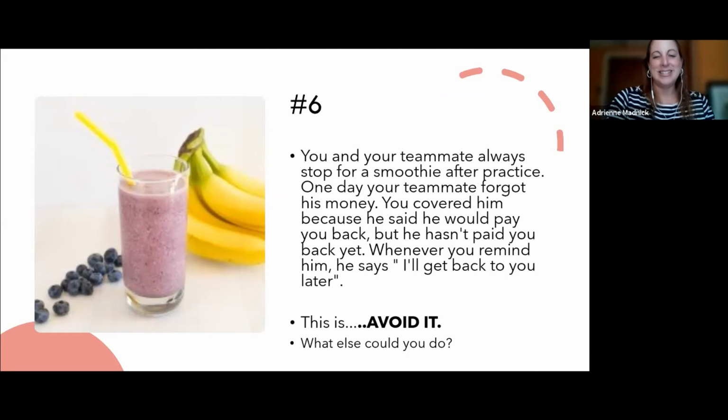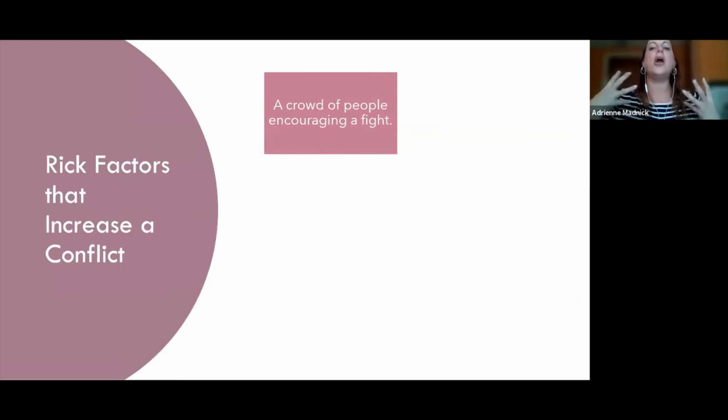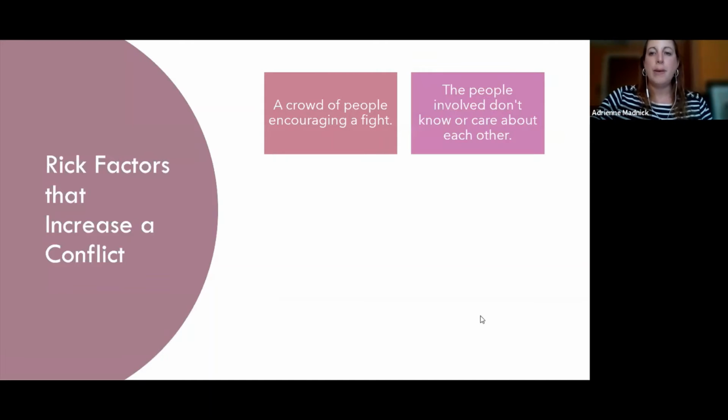So good job, guys. So I'm going to tell you a little bit about risk factors that could possibly increase a conflict. Always, when we think about things that happen, a crowd of people encouraging a fight, obviously that's a risk factor. We think about the people involved don't know or care about each other.